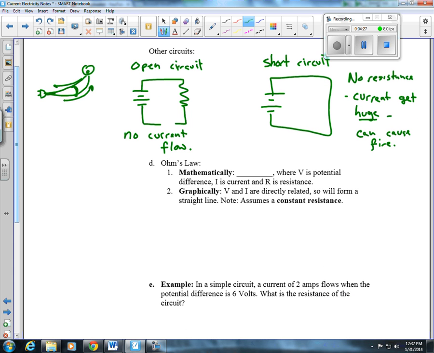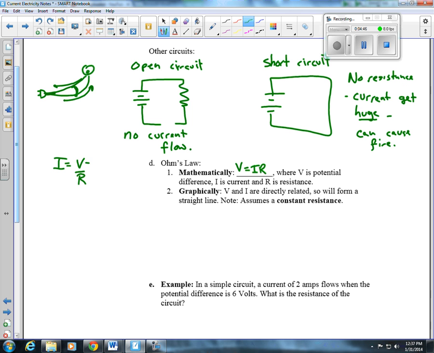Now back to notes that I want you to take. Mathematically, Ohm's law relates voltage, current, and resistance. So we're going to write it this way, V equals IR. You might see it this way. It's the same thing. This physically tells you what's going on a little bit better.